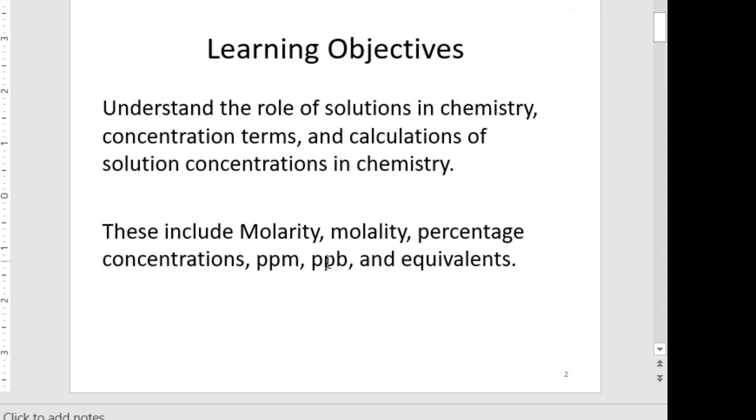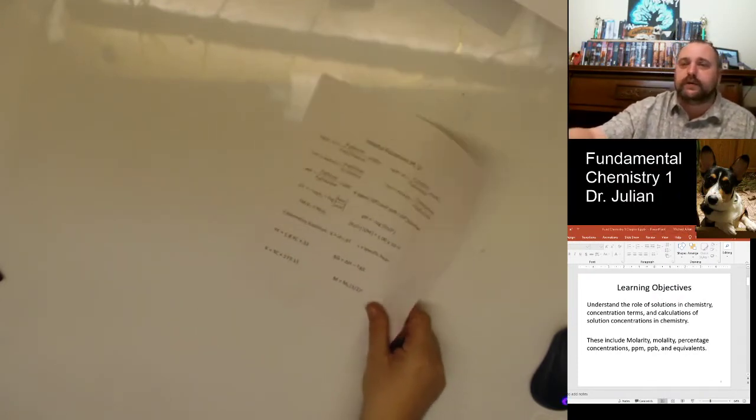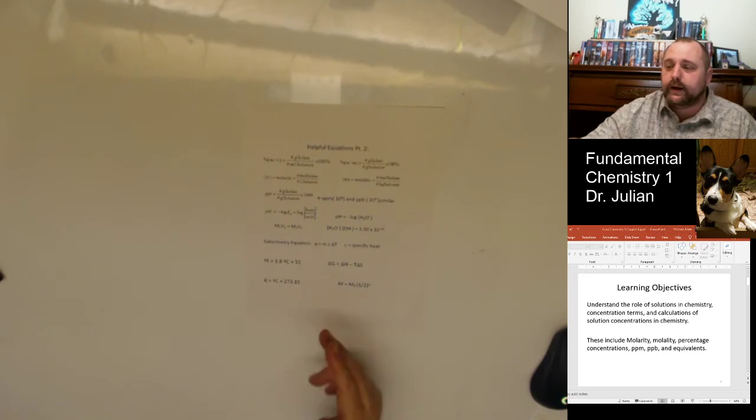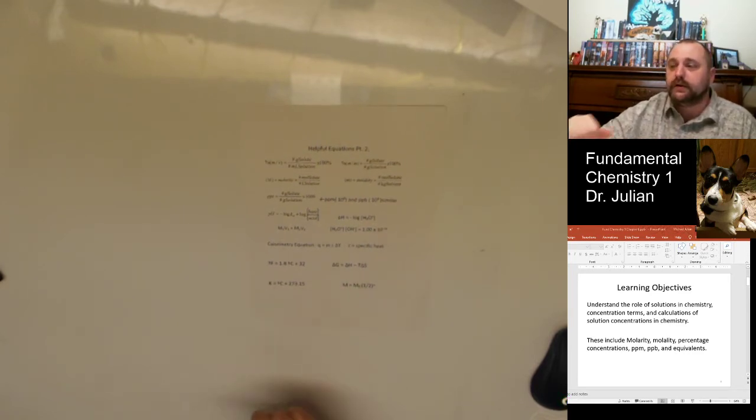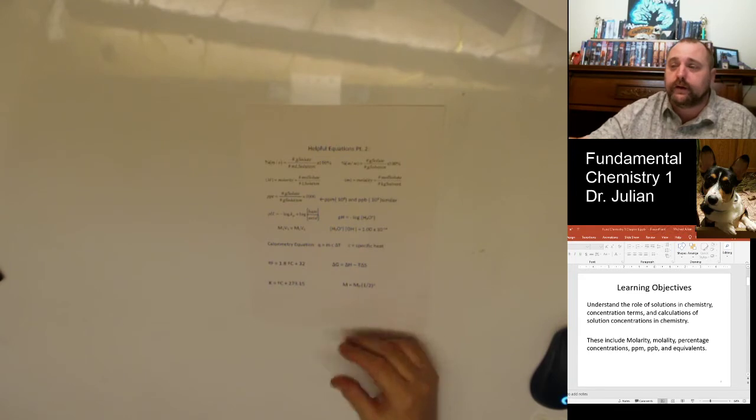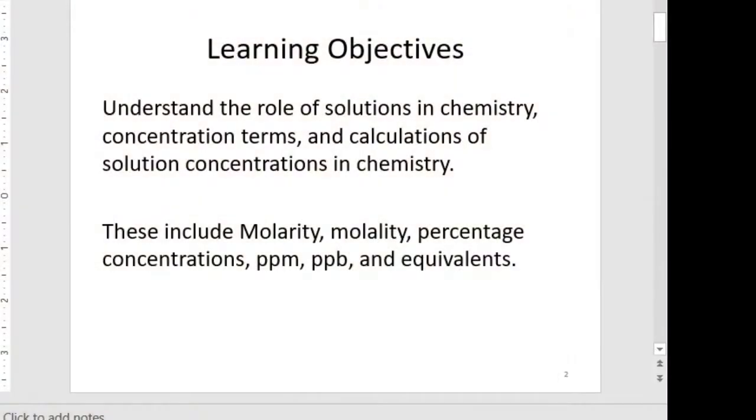Keep in mind, I will give you helpful equations. So you will have a sheet that looks like this that has helpful equations part 2, and the first half of that sheet has the equations that we'll be dealing with. So you don't have to memorize all of these. You can use them on the test. It's not overly difficult because of that. The hardest part then is getting an idea of these concepts. So let's explore these a little bit more.